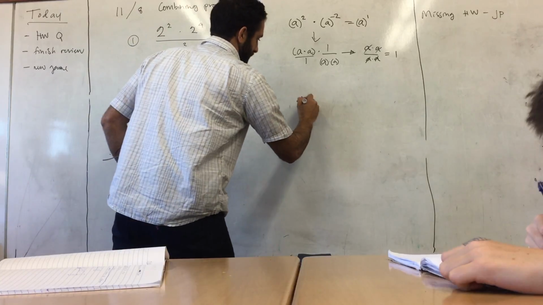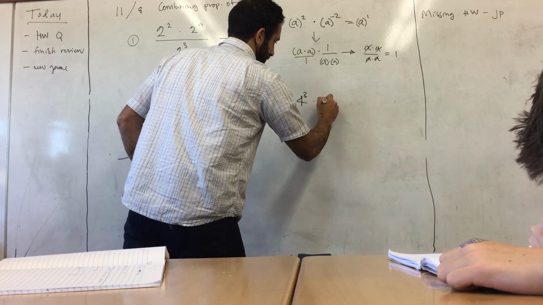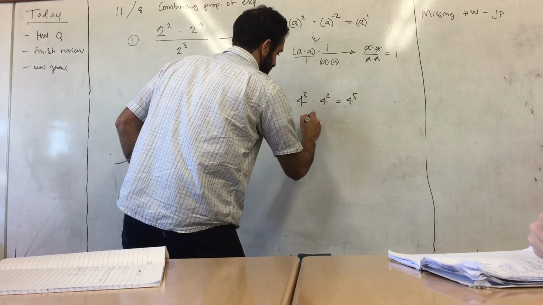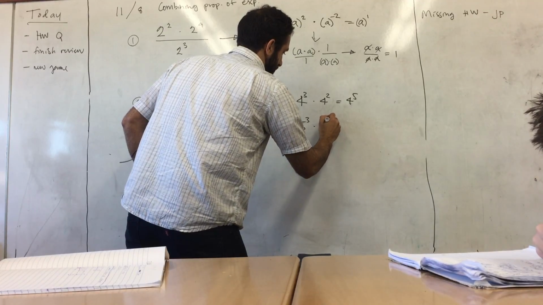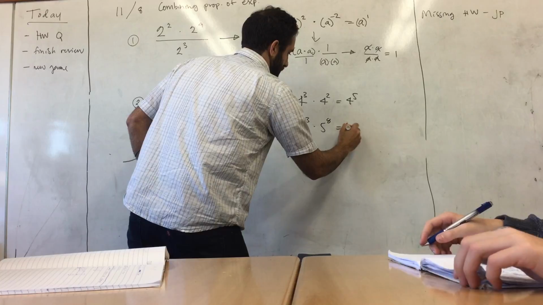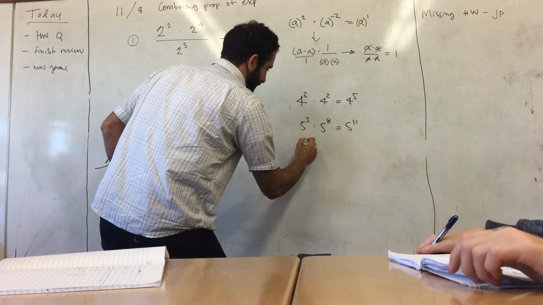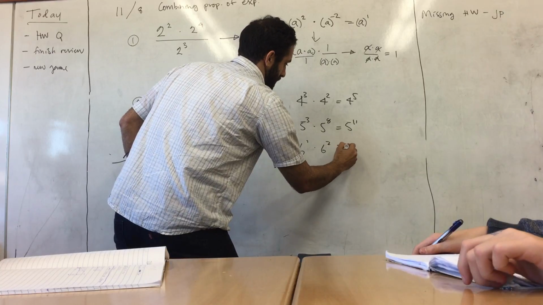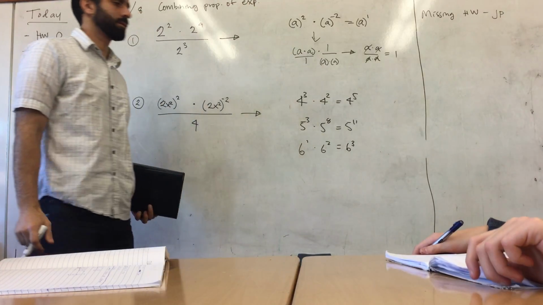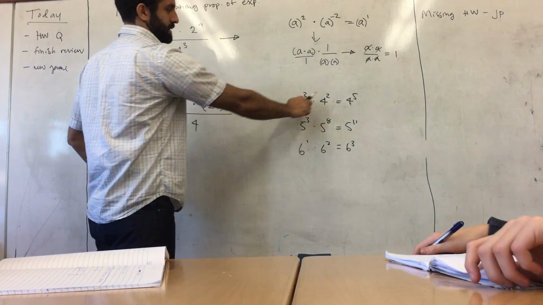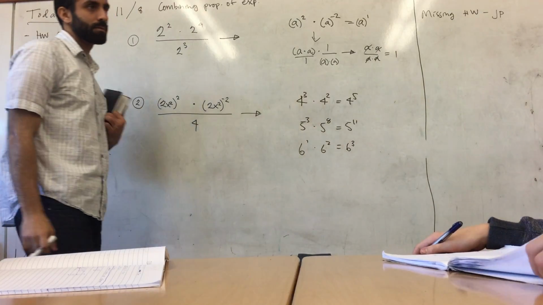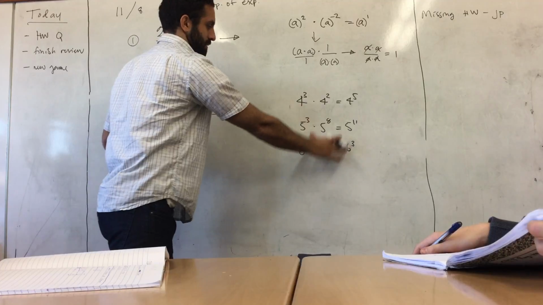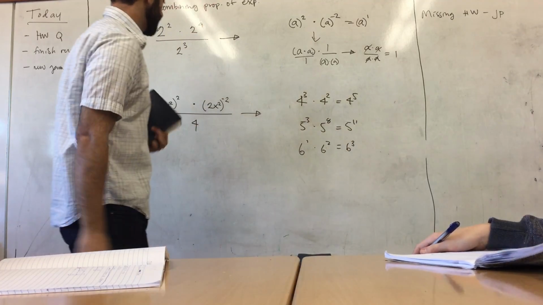So if you have something like this, it's going to be this. If you have something like this, it's going to be that. If you have something like this, you're going to get that. Okay? You see what's going on with the exponents here? You don't have to write all that out.